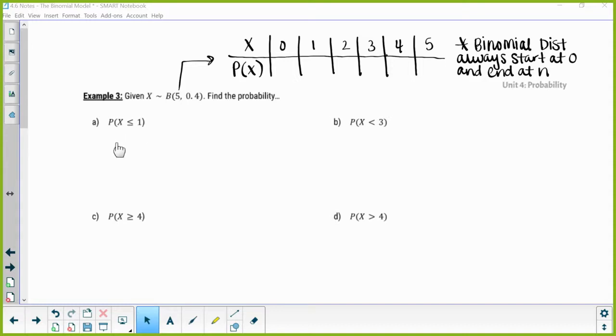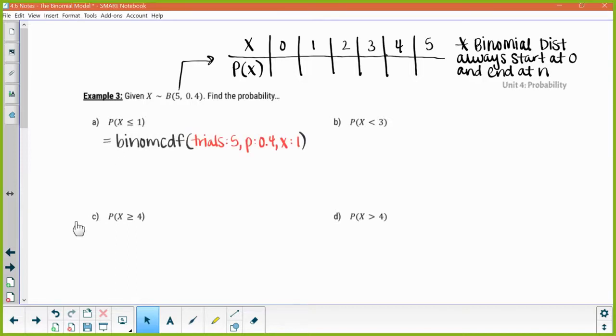So I'm going to do binom CDF because it's an inequality, not PDF. My trials is going to be 5. Probability of success is going to be 0.4. And because it's less than or equal to, I just have to enter the exact value of 1.